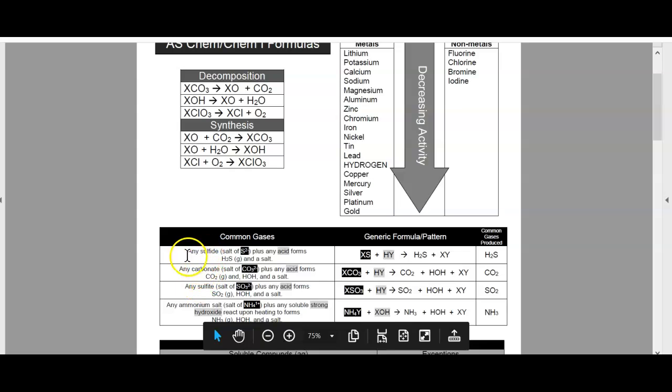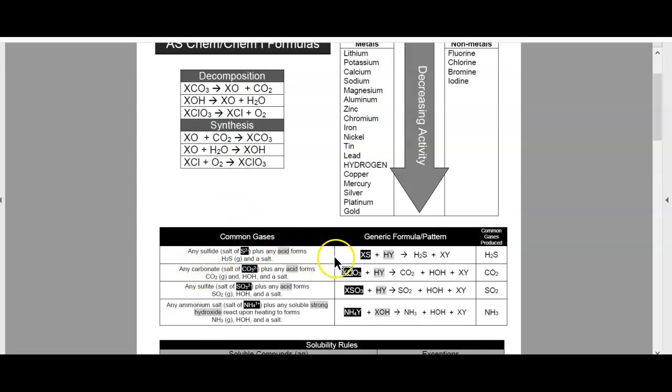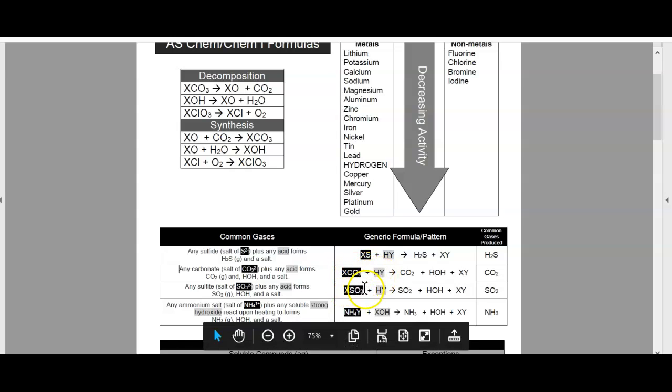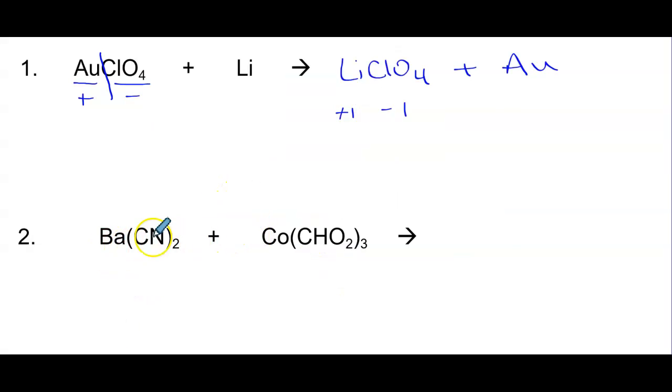These are the actual sentences or words that you need to think about. So I need to see something with sulfide, and this represents an acid because it's an H plus a Y, or something with a carbonate plus an acid, or something with a sulfite plus an acid, something that starts with an NH4 plus a hydroxide. Okay, so let's go through and see if ours has that criterion. It does not. I don't have a sulfide on either of these. I don't have a carbonate on either of these. I don't have a sulfite on either of these. Neither of these start with NH4. And another hint would be I don't have an acid or I don't have a hydroxide.